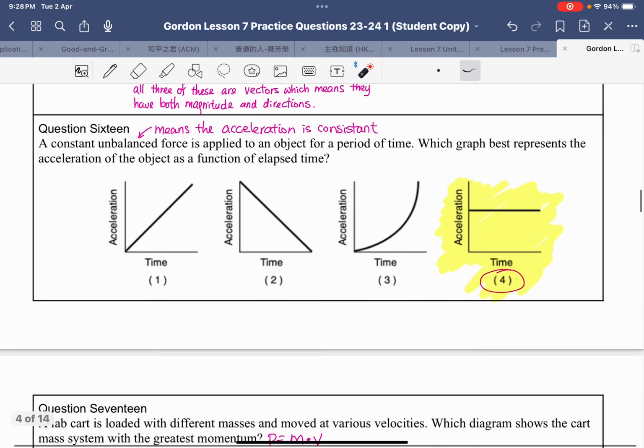Now, I don't think we will test you on acceleration versus time graphs just because we didn't teach you in class, but I think it's a good concept to have.